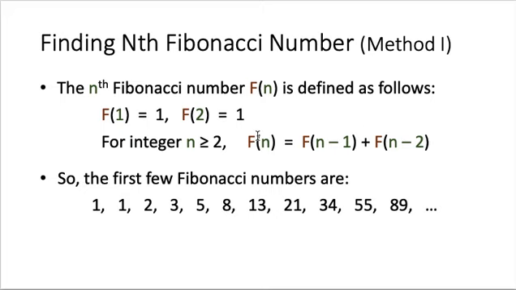So based on this definition, the first few Fibonacci numbers are 1, 1. If we have these 2 ones, then we will get the sum which is equal to 2. 1 plus 2 will get a 3. 2 plus 3 will get a 5. And then we get an 8, 13, 21, 34, 55, 89, and then 144.